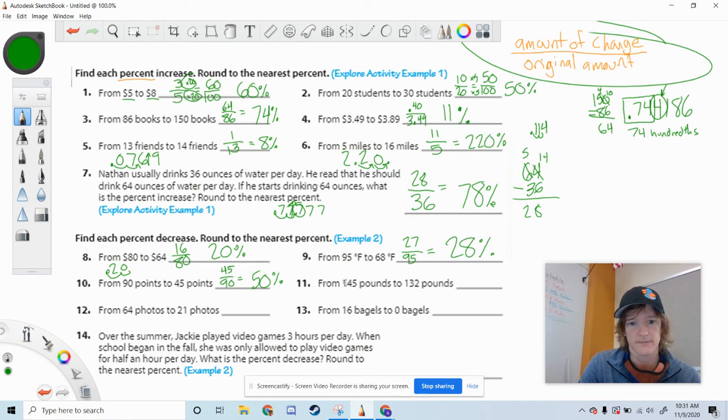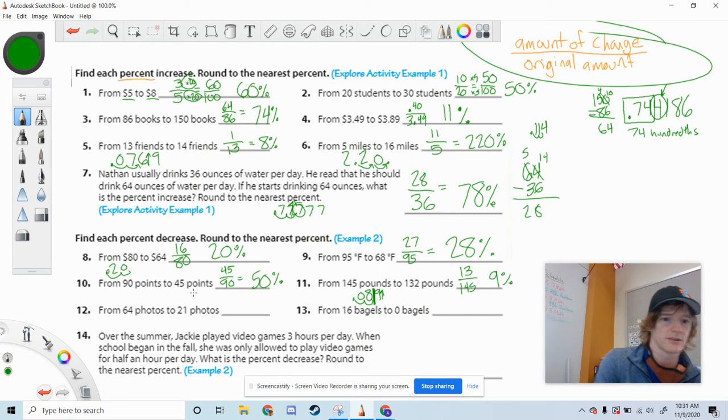The next one, 145 to 132. So we'll do 145 minus 132. My change is 13. My original amount was 145. Divided by 145, I get 0.089. So moving my decimal over 2 times, it's to here, but that 9, I've got to round this up to a 9 because this is a larger number than 4. So this will be 9%.